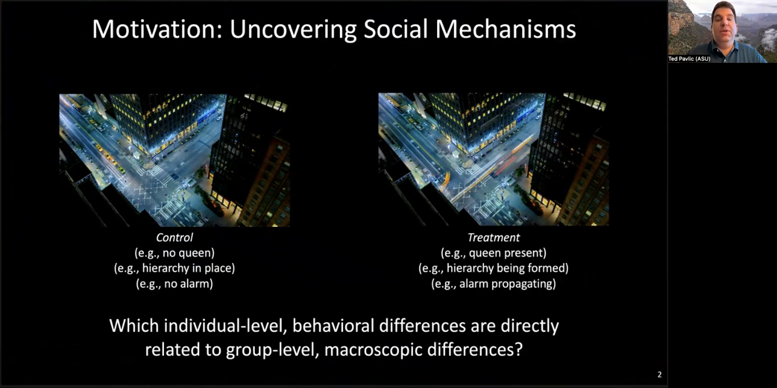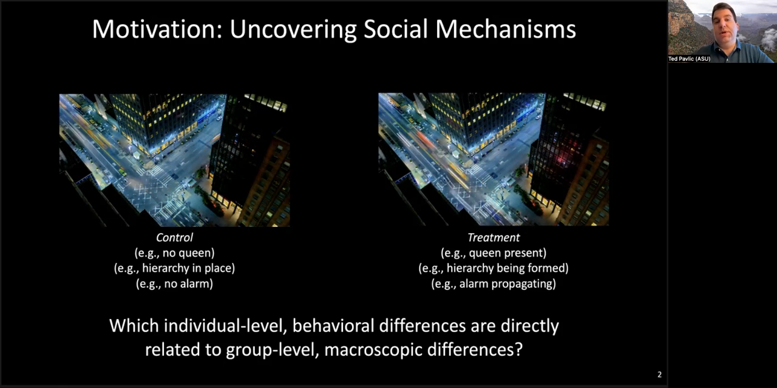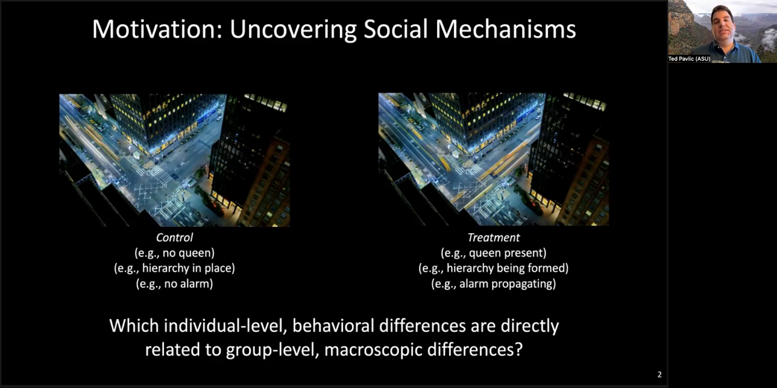And so, for example, if you have two isolates of a social insect colony, you might have one that has no queen and the other one has a queen, and you're interested in what are the worker level differences that correspond to whether the isolate is queen right or not. Or maybe there's a reproductive hierarchy more generally that is in place in one group but is being formed in another group. Or maybe one group is currently being alarmed while the other group is quiescent and not alarmed. And so we're looking for these individual level differences, sort of screening for individual level differences that we might then further investigate in later experiments.